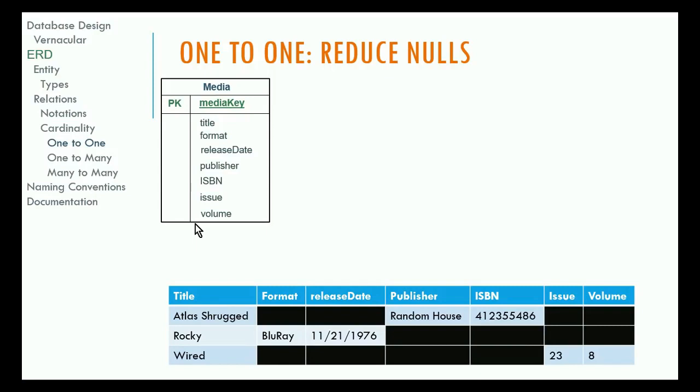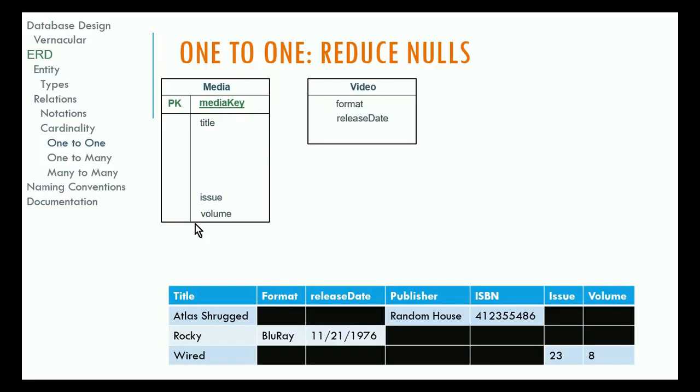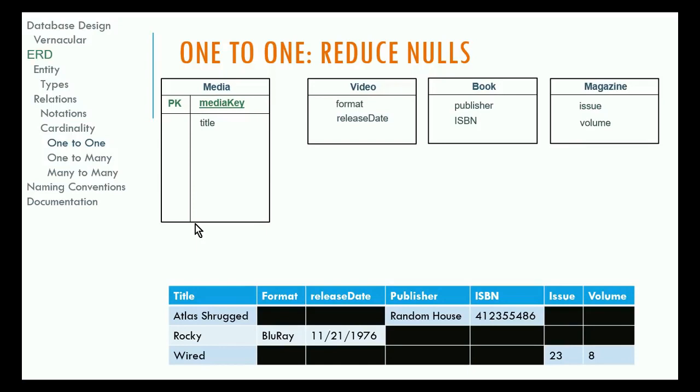So maybe I don't really have a single entity here. I have an entity with some weak relationships. And I'll show you what I mean. So all media, regardless, will always have a title. So I can leave the title in my media entity. However, I could take the format and release date, which I know are typically for movies or videos, and move that to a new table called video. Then I'll take publisher and ISBN, which I know are usually for books, and move that to a book table. And I'll take my issue and volume, which are typically for magazines, and move it to a magazine table.